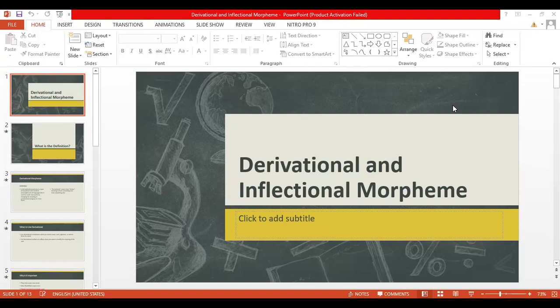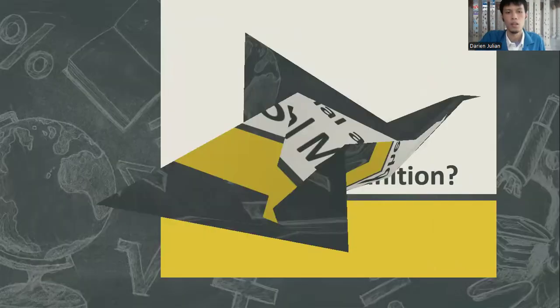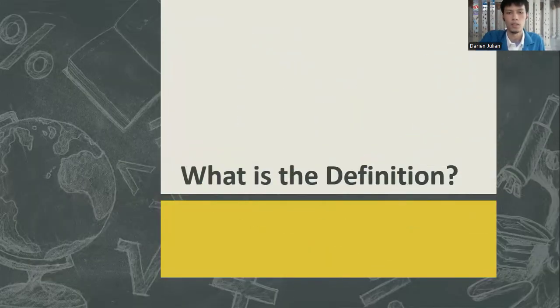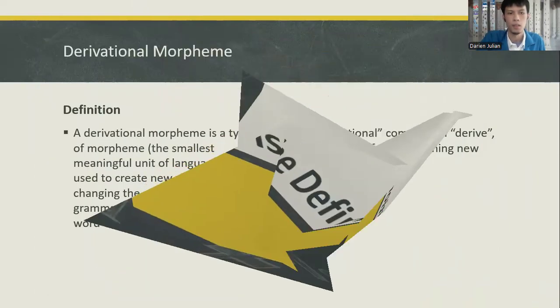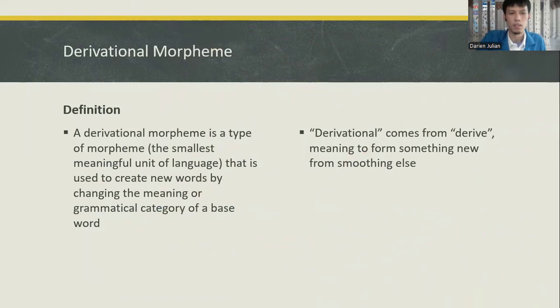Today I'm going to make a video presentation about derivational and inflectional morphemes. So, what is the definition of derivational morpheme? A derivational morpheme is a type of morpheme, the smallest meaningful unit of language, that is used to create new words by changing the meaning or grammatical category of a base word.